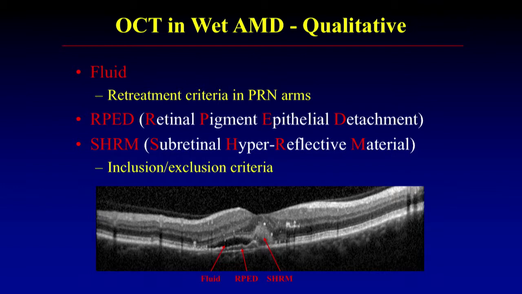There are also a number of qualitative biomarkers that have been used in trials. For example, fluid in the retina has been used as retreatment criteria in PRN arms. Retinal pigment epithelial detachment and subretinal hyperreflective material have been used as inclusion and exclusion criteria in trials.